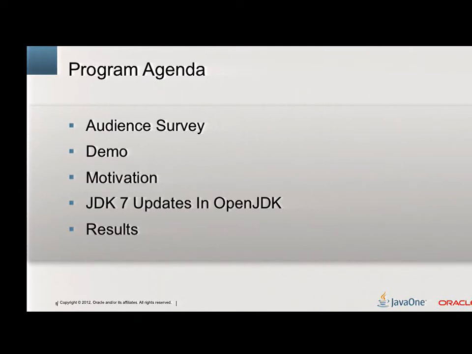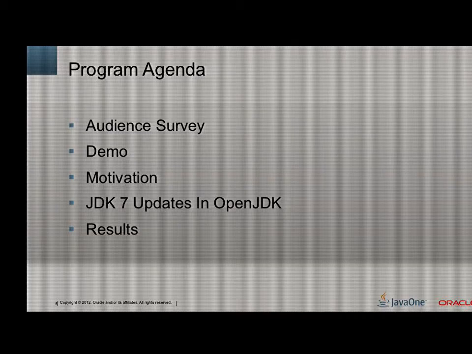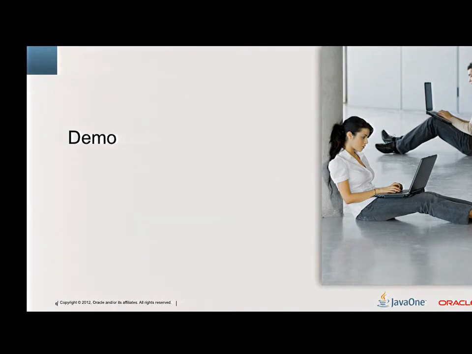Given the motto of the last JavaOne was make the future Java, we'll do just that. And I'll speak about the history of the 7 updates, so why they're there, and then how we do them, and what we've accomplished in the first year of doing JDK 7 updates in the open. So let's start with a demo.